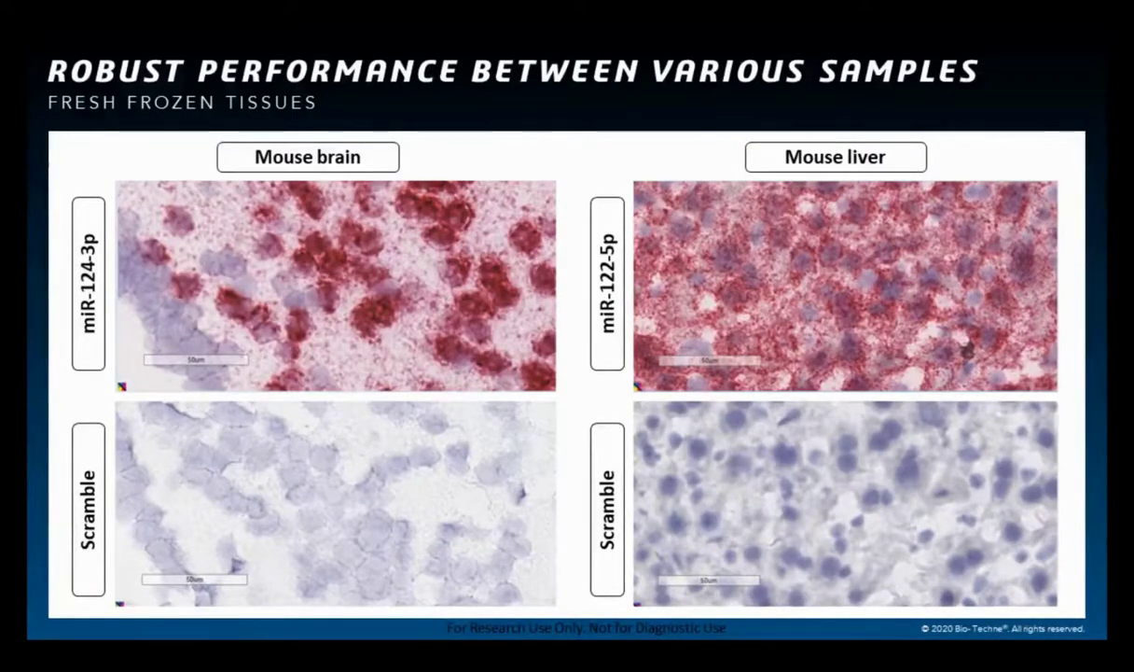Additionally, the miRNAscope assay demonstrates similar detection robustness with fresh frozen tissue samples. Demonstrated here in the left column, microRNA 124 is stained in the fresh frozen mouse brain tissue with abundant signals similar to what we just saw with the FFPE tissues. Again, the scramble probe is used as the negative control to demonstrate assay specificity, here showing no background was detected. On the right column is another example of fresh frozen tissue, but with microRNA 122 stained in the mouse liver, showing robust detection of the target, and no background was detected with the scramble negative control.